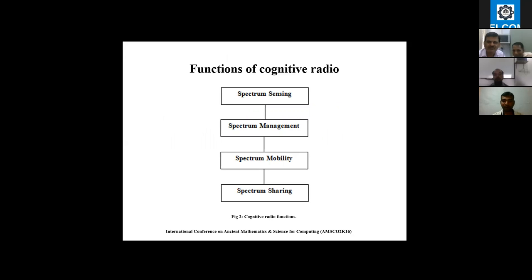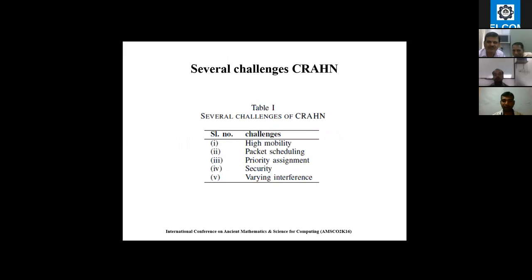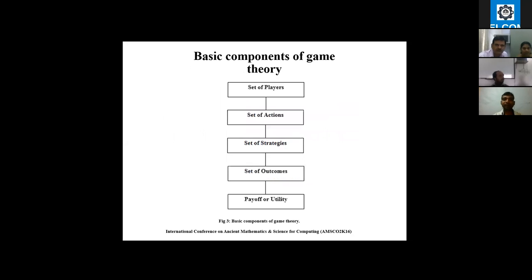Several challenges in cognitive radio ad hoc network: high mobility, packet scheduling, priority assignment, security, and bearing interference. Basic components of game theory, a block diagram of game theory: set of players, set of actions, set of strategies, set of outcomes, and payoff or utility.